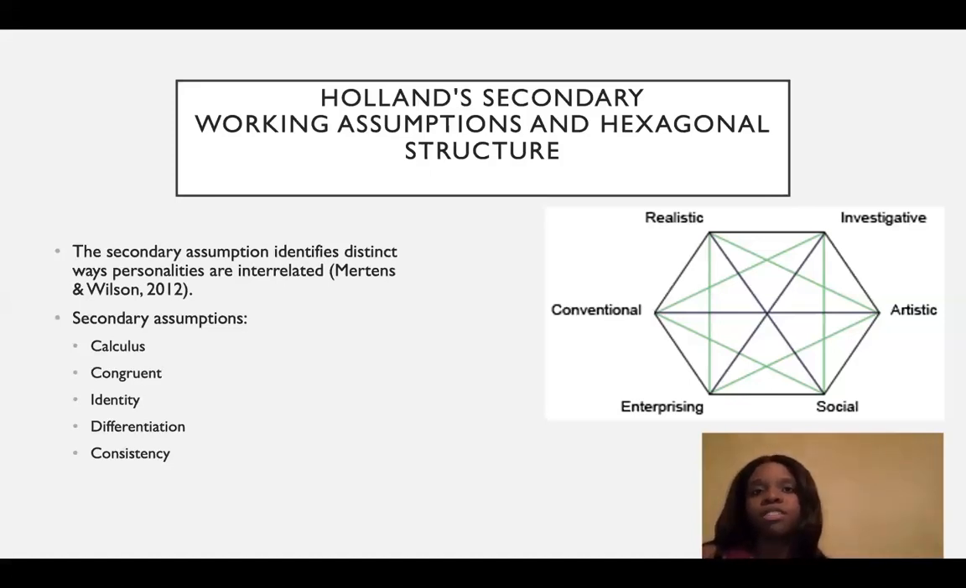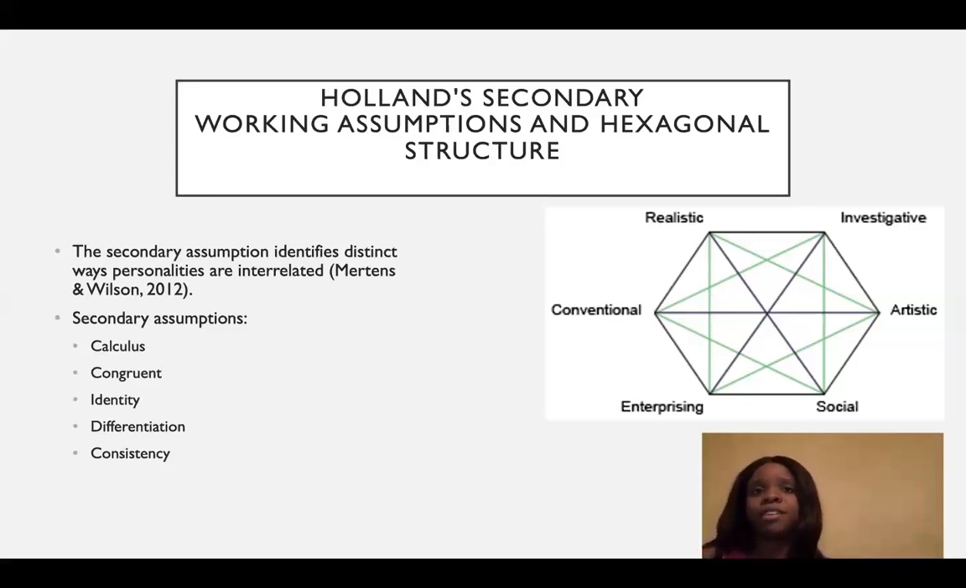The differentiation assumption is the ability to identify your likes, your dislikes, what interests you and what doesn't interest you. And what one would do is measure the differentiation between the two or the four, just to find which work environment matches them better and fits their personality.